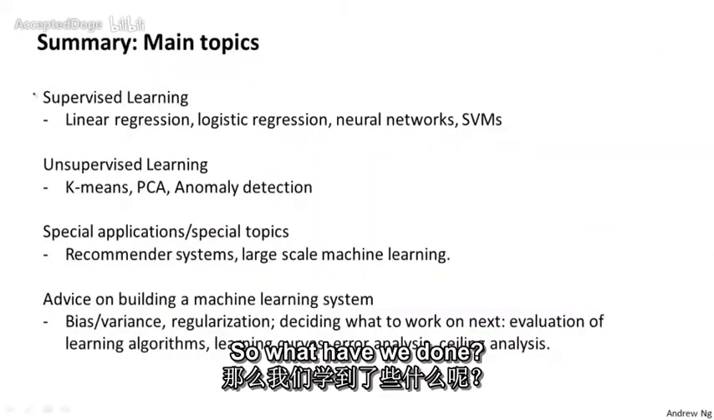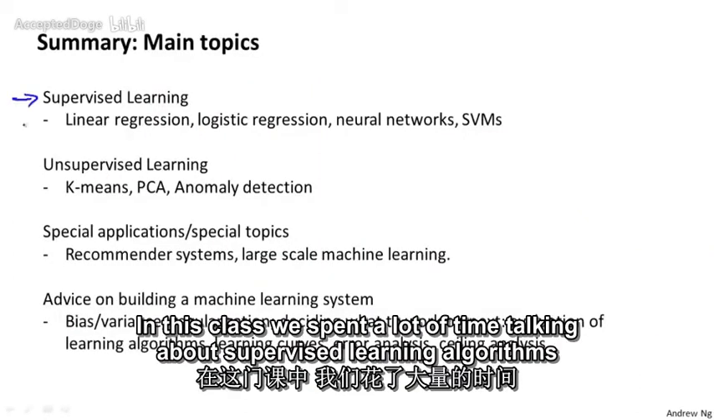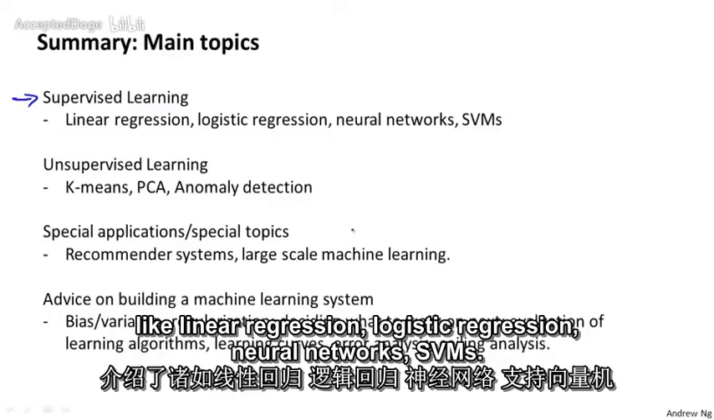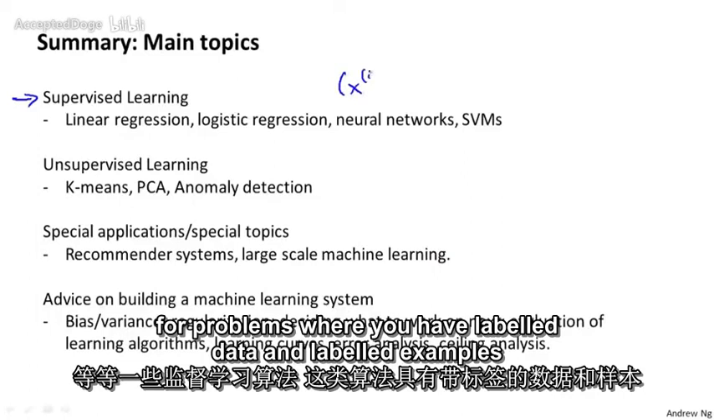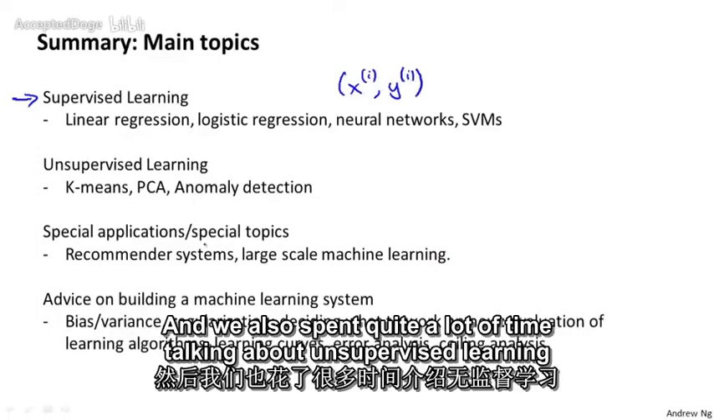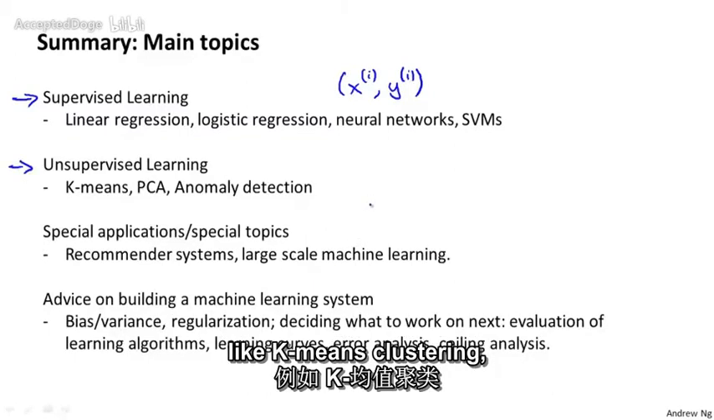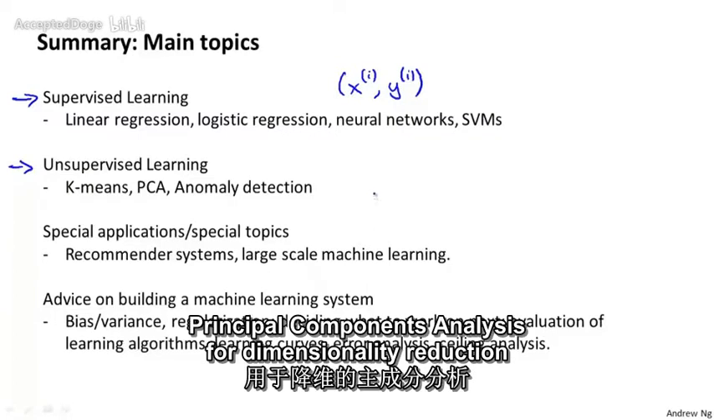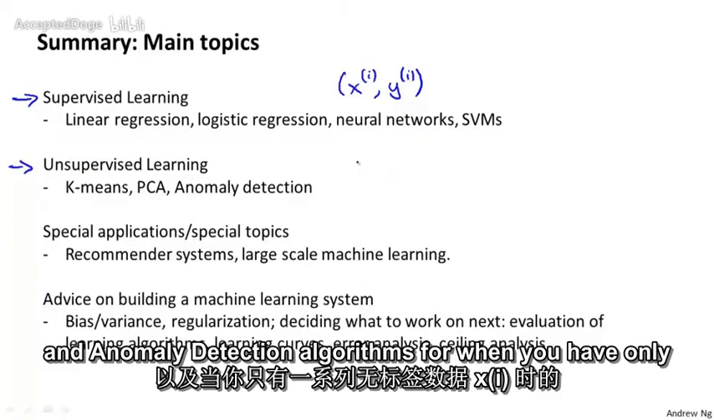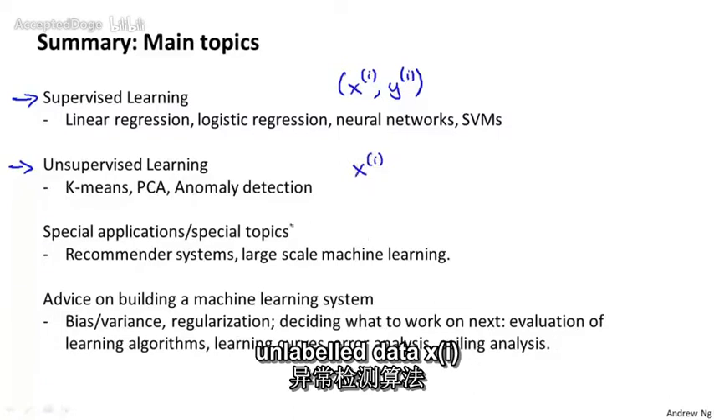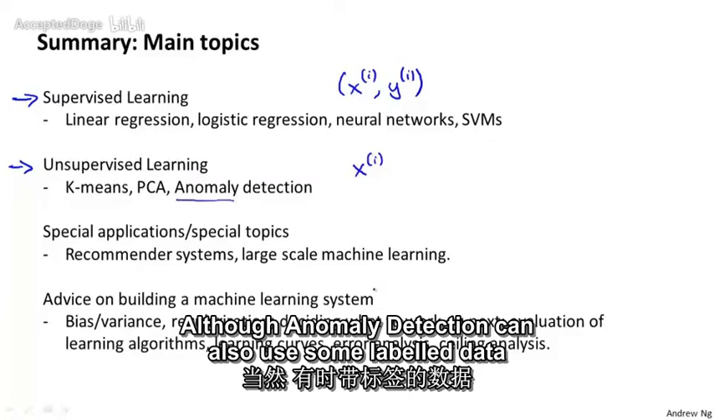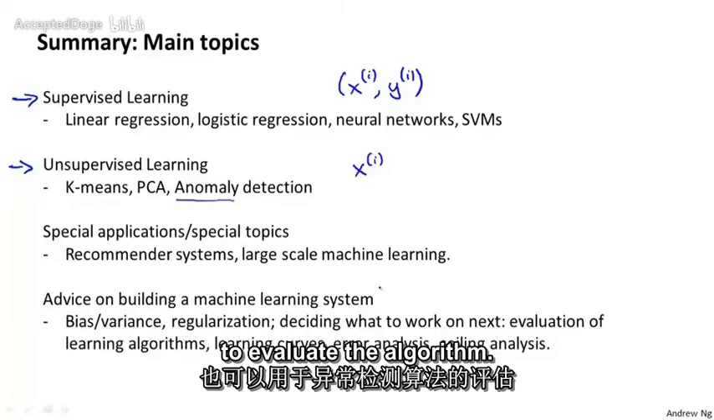So what have we done? In this class, we spent a lot of time talking about supervised learning algorithms like linear regression, logistic regression, neural networks, SVMs, for problems where you have labeled data and labeled examples xi, yi. And we also spent quite a lot of time talking about unsupervised learning algorithms like k-means clustering, principal components analysis for dimensionality reduction, and anomaly detection algorithms for when you have only unlabeled data xi, although anomaly detection can also use some labeled data to evaluate the algorithm.